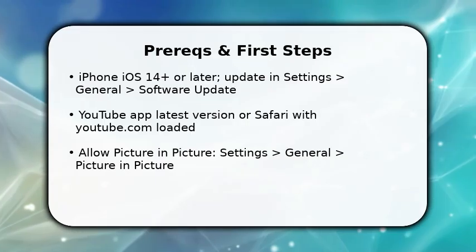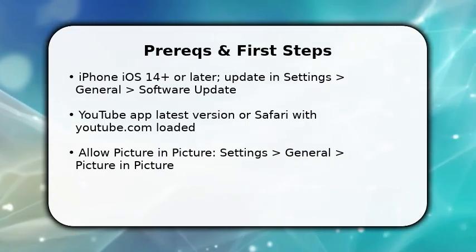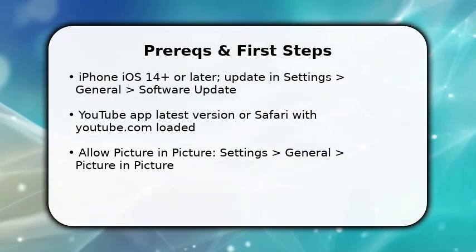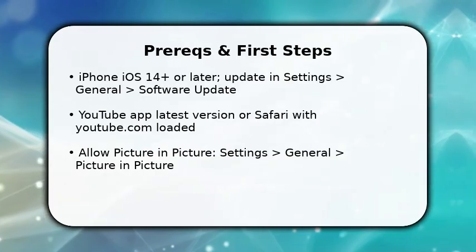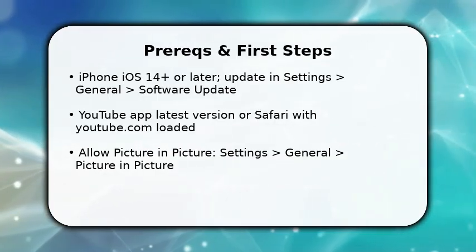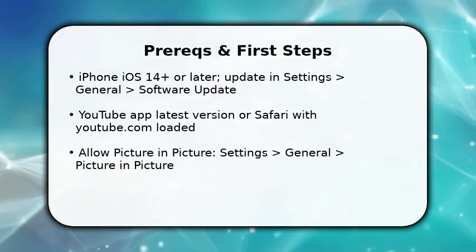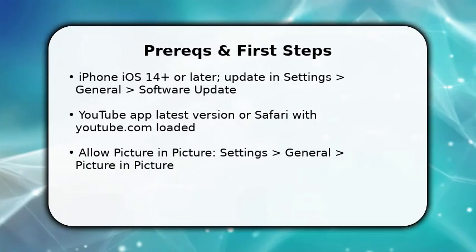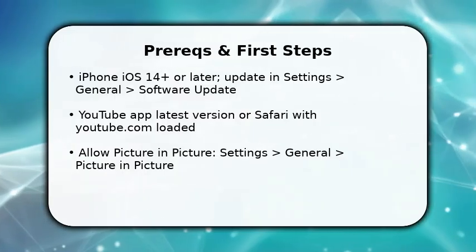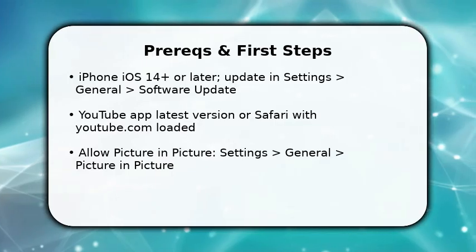You need iOS 14 or newer and the latest YouTube app or Safari. First, enable Picture-in-Picture in Settings General Picture-in-Picture so the system is ready. Open YouTube in the app or Safari and sign in if you want subscriptions remembered. Once done, start playing any video and prepare to leave the app or use the PiP control.